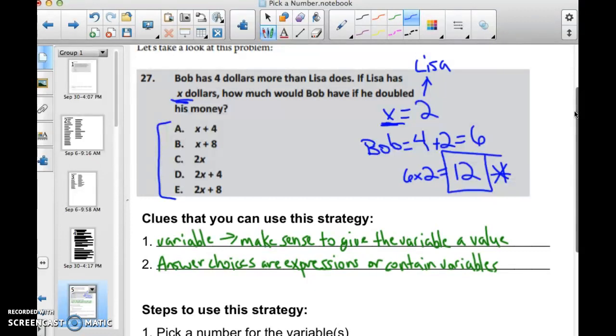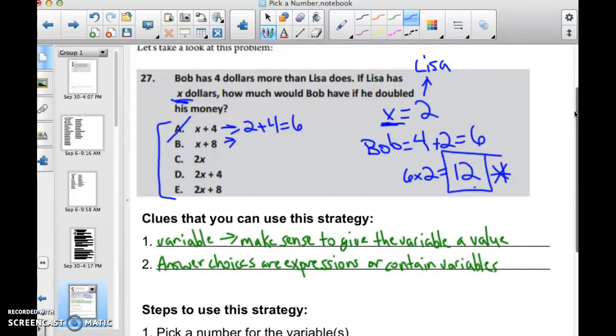Okay? This type of strategy and this type of problem is just forcing students to think out of the box a little bit. So, if I plug in, let's just start at A. If I put 2 in for A, this is 2 plus 4, which equals 6. Bob did not get $6 when he doubled his money. He got $12. So we're looking for 12, not 6. Answer choice A is incorrect.